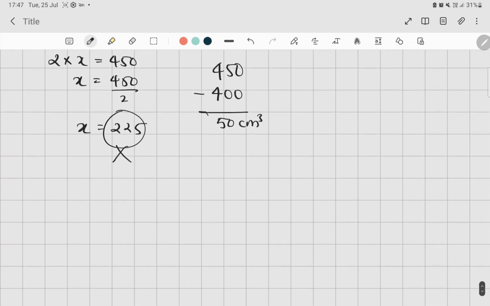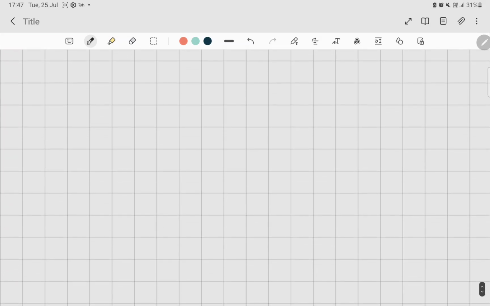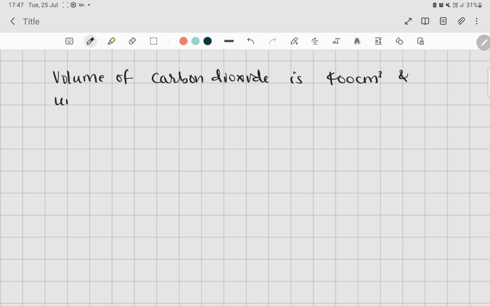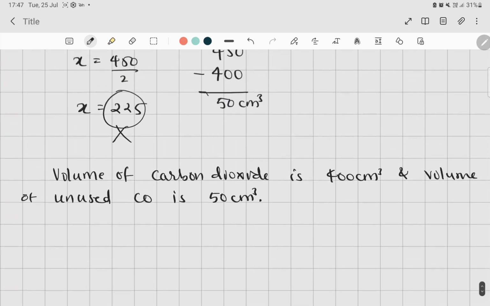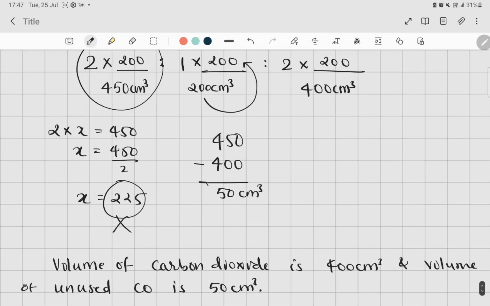So our final answer should be: volume of carbon dioxide is 400 cm³ and volume of unused carbon monoxide is 50 cm³. So this is the first question from Gay-Lussac's law. I hope you understood.